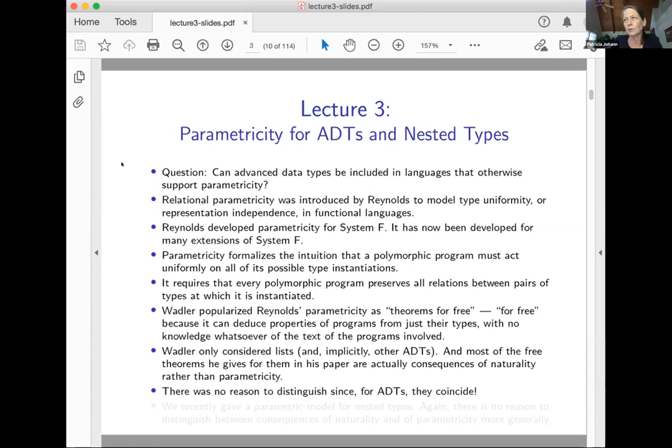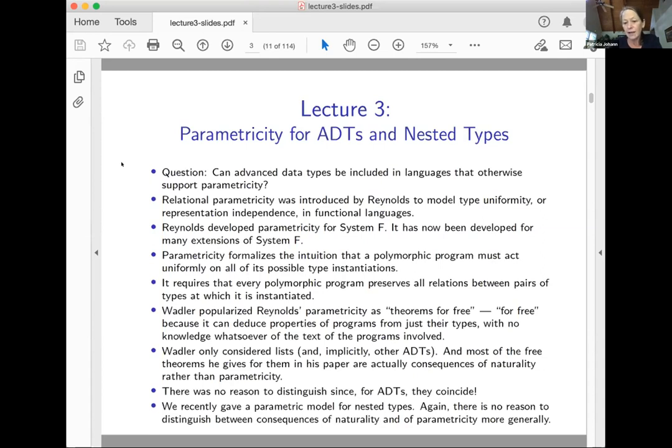I mean, there's no reason to distinguish between them because ADTs have functorial semantics. So if you have ADTs, you give them this nice functorial semantics, you have these maps, you get these naturality properties like we talked about last time. So there was no real need to call out a difference. And similarly, for nested types, there isn't really a need to call out a difference. But you can probably imagine where this is going to go next time, right? That for GADTs, the situation will be a little bit different.